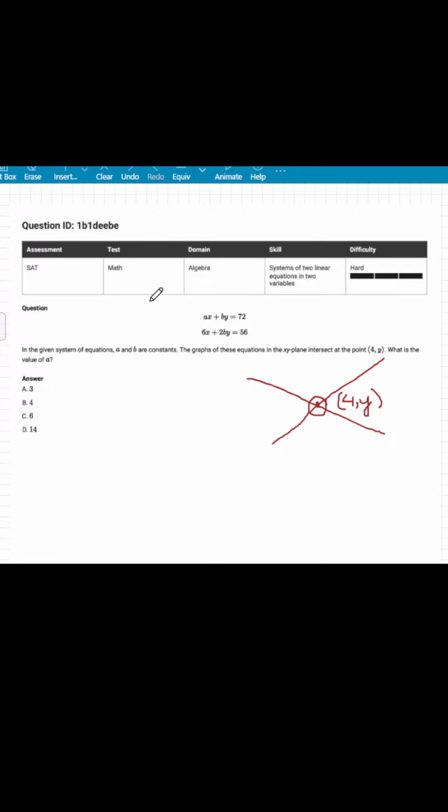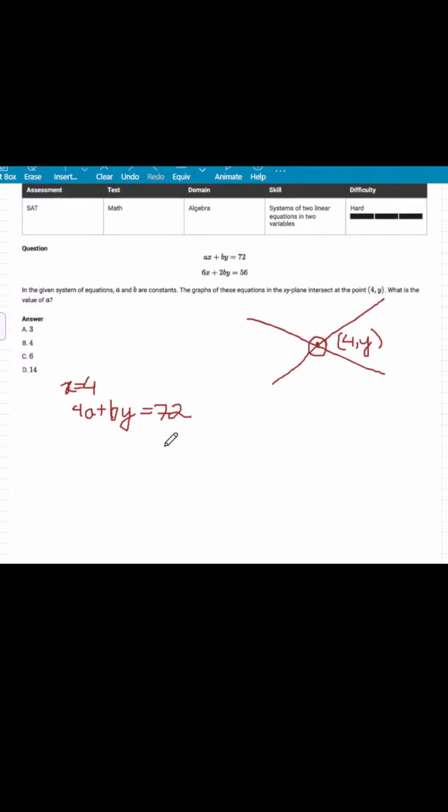Let us first do it for the first equation. ax plus by is equal to 72. We put x is equal to 4 and y as it is. So that will be 4a plus by is equal to 72. That will be the first equation.